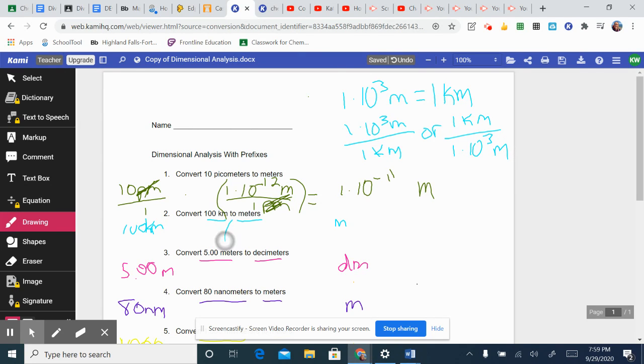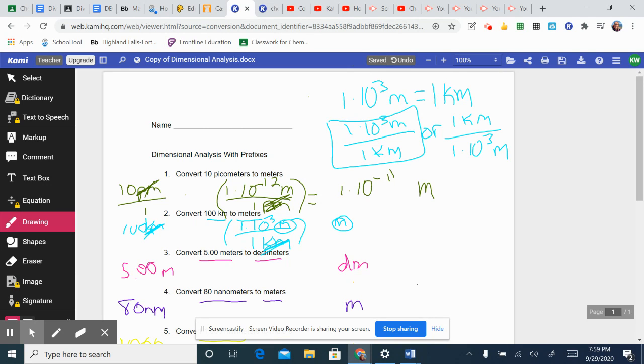For this second problem, you want to have kilometers cancel. So it makes sense to use the first conversion factor, writing it the first way, because then your kilometers unit will cancel here, and you are left with your meters, 1 times 10 to the third meters on top. Your end unit is meters, so that is the correct way to write it.